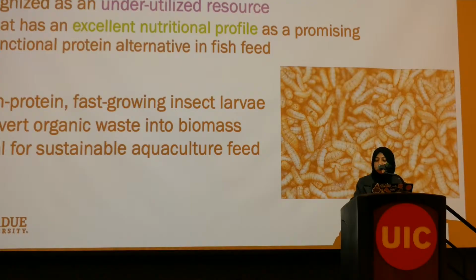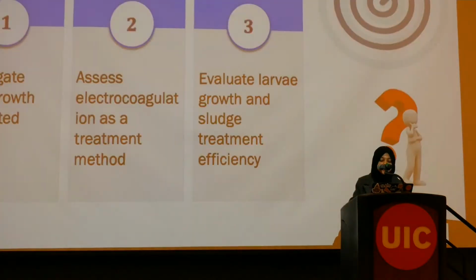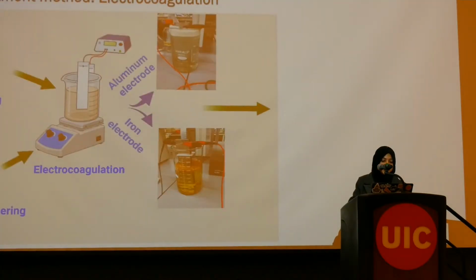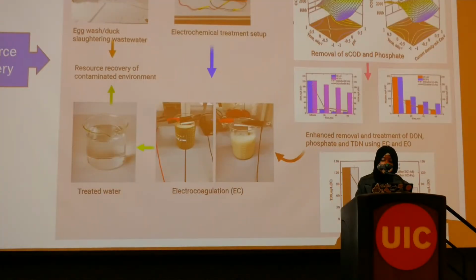This sludge is nutrient-rich and abundantly available, with ammonium, and can generate a valuable protein product. Sludge treatment efficiency. So here's the chemical treatment. We find the sludge upper portion. Resource recovery of contaminated environment.